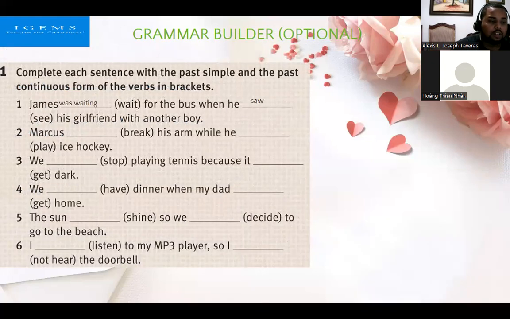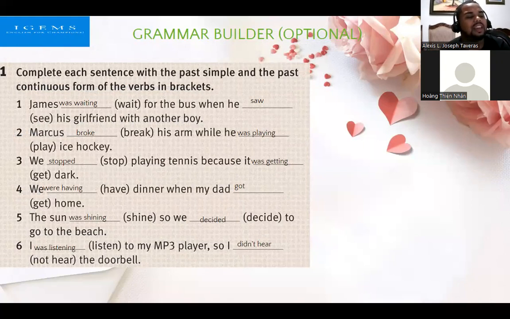So we're going to read these examples in the exercise. We're going to complete each sentence with the past simple and the past continuous form in brackets. There you have the answers. You're just going to read them to see how it works. Number one: James was waiting for the bus when he saw his girlfriend with another boy.